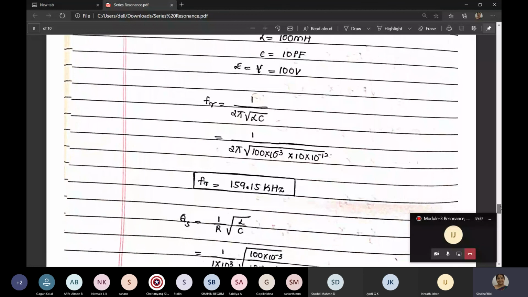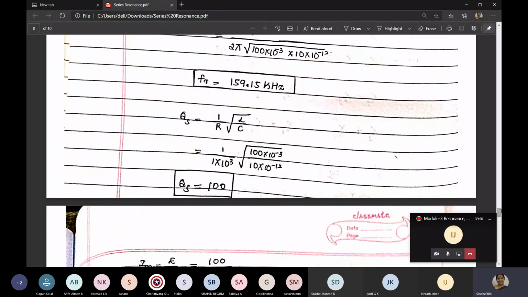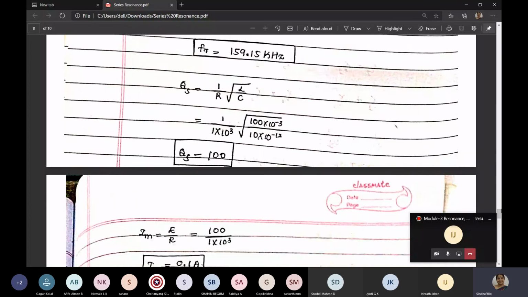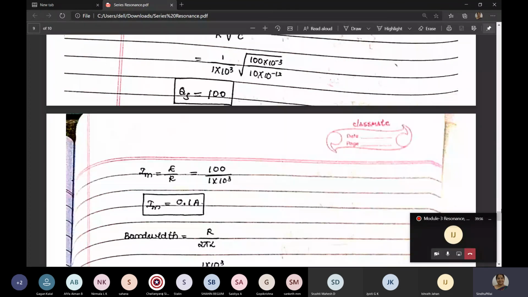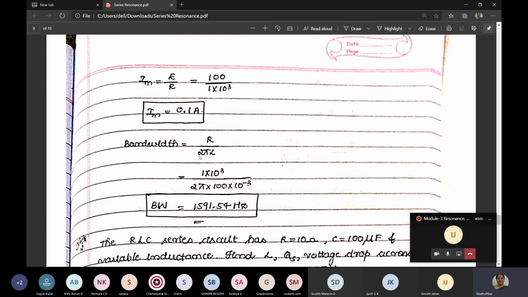The quality factor formula is 1 by R root L by C. There are many formulas; depending upon the data, you have to take the formula. Just substitute. Since quality factor is a ratio, we don't have a unit for it. Writing the unit is important otherwise. Here quality factor is 100. Next, find the maximum current. It is E by R. They have given E and R, substitute them and you'll get the maximum current. The bandwidth formula is R divided by 2 pi L. Substitute R and L, you'll get the bandwidth.